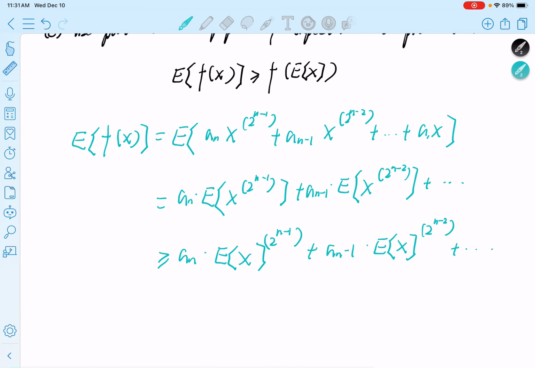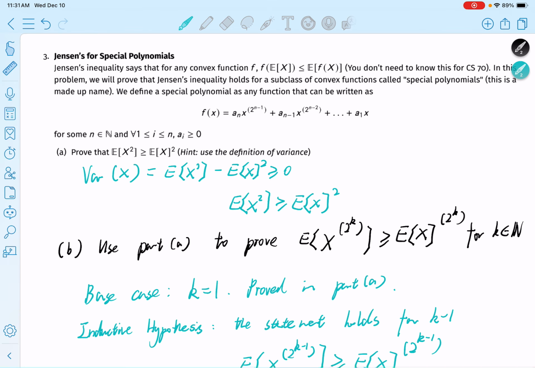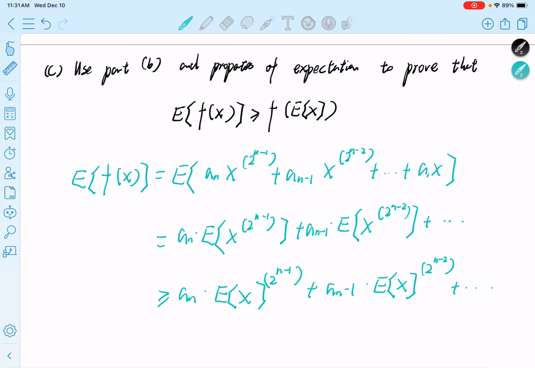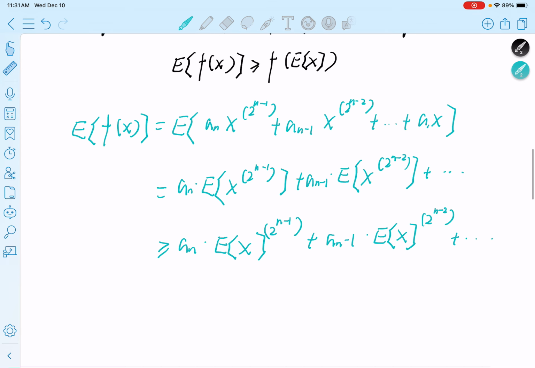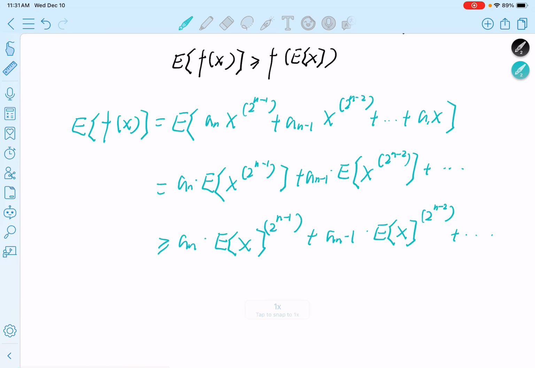And you may notice that this is also the expression of this special polynomial, right? Check an times x to the 2 to the n minus 1. An times e of x to the 2 to the n minus 1. So this one is exactly the same as the so-called special polynomial, but right now we're dealing with e of x instead of s. So this is equal to f of e of x. And finally, that is the proof of the whole question, and we are done.